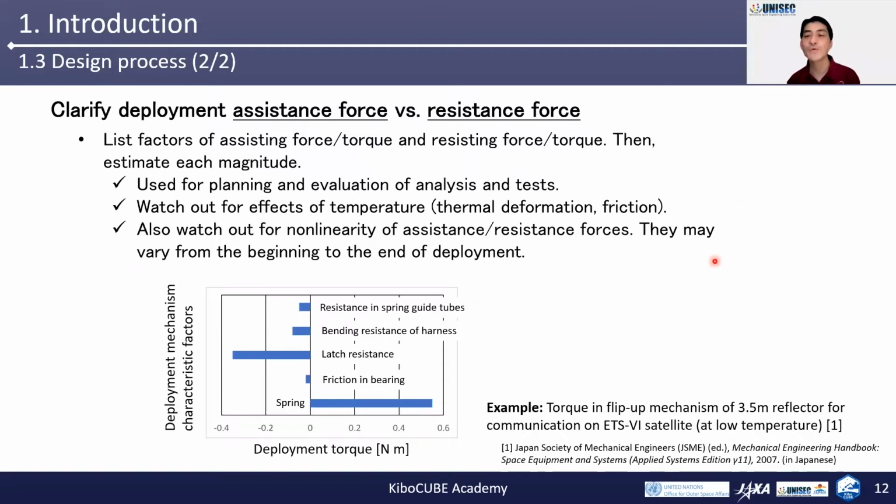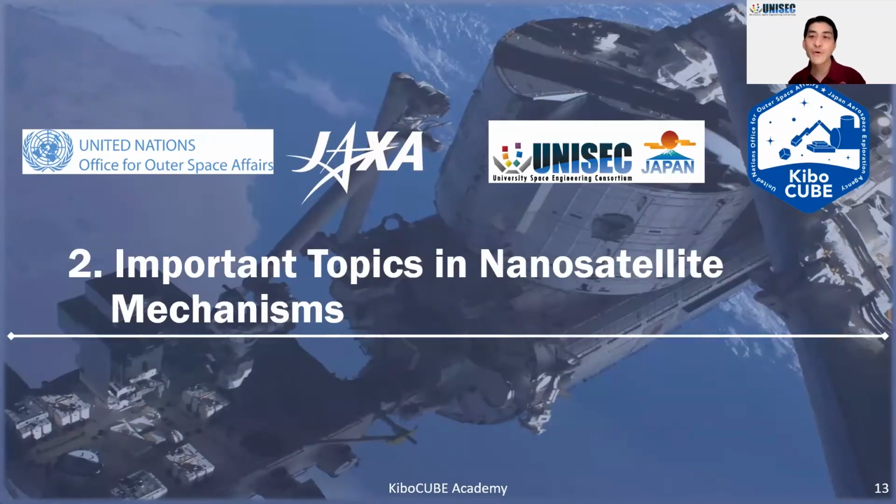In addition, please watch out for the effects of temperature. Friction may increase due to thermal deformation and misalignment. Finally, also watch out for the nonlinearity of assistance or resistance forces. They may vary from the beginning to the end of deployment. So please watch the change in forces and torques, mainly by testing on the ground. Now I'm going to talk about the 5 important topics in nanosatellite mechanisms.